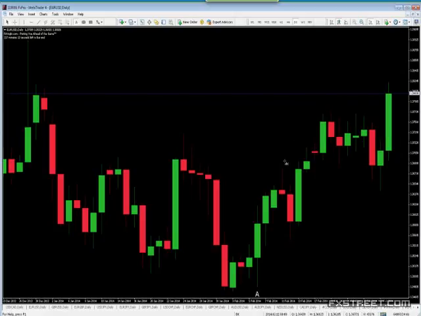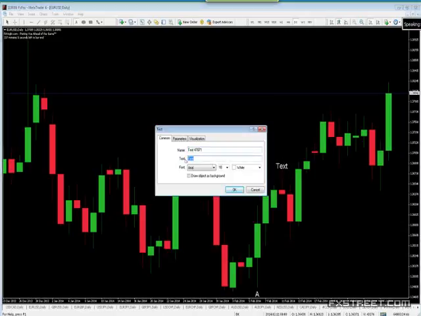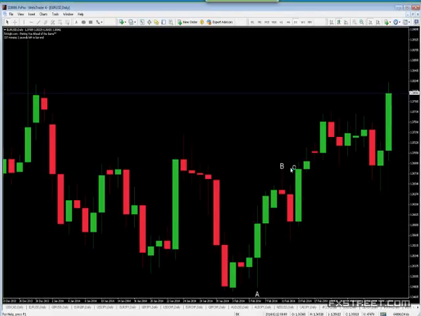Point B then, as you might have guessed, is how high we got before that retracement or pullback happened.